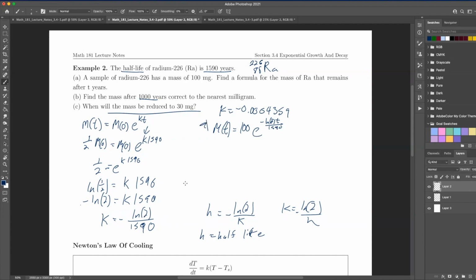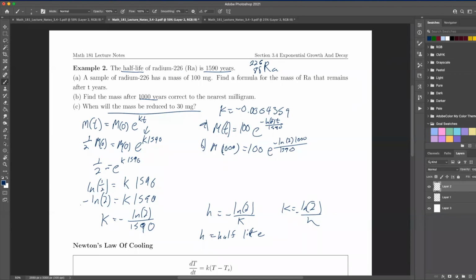We had to figure out what k is, and then we can plug it in. For B, find the mass after 1,000 years. So here we're just going to put in M of 1,000, and we're just going to crunch through that number. So it's 100 times e to the minus ln of 2 times 1,000 over 1590. You can leave this as ln of a half. They're the same numbers.